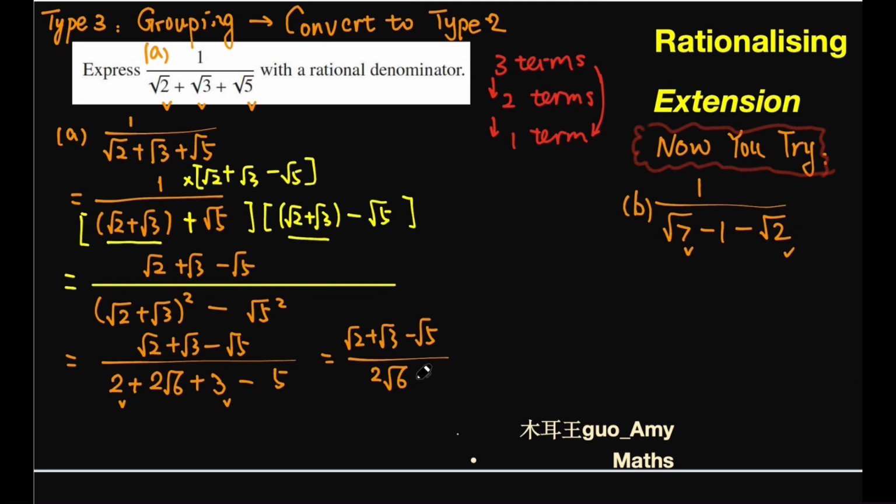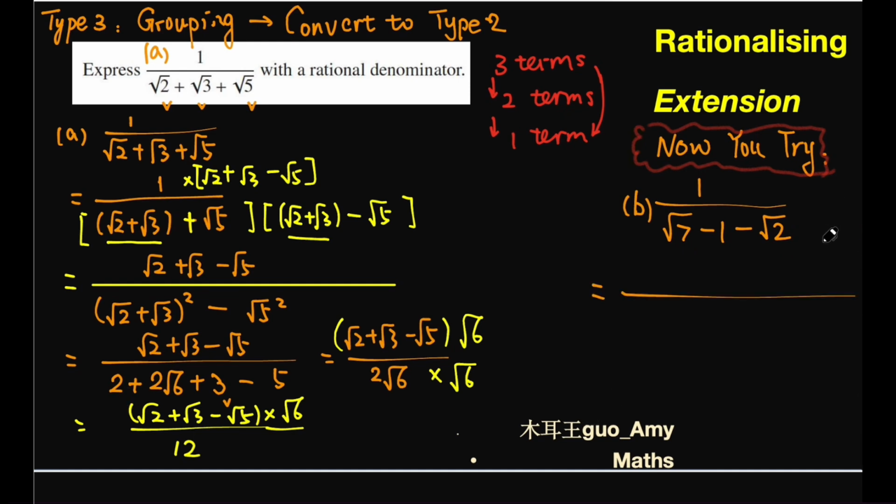Then at this stage, we have only 1 term in the denominator. Now it has been changed to type 1. Then for root 6, to rationalize this, we just multiply the numerator and the denominator by root 6. Therefore, the denominator will become 2 times 6, which is 12. Then the numerator we can just keep in this way, in the factorized form.